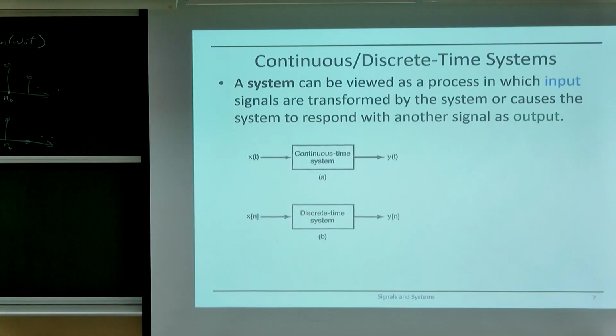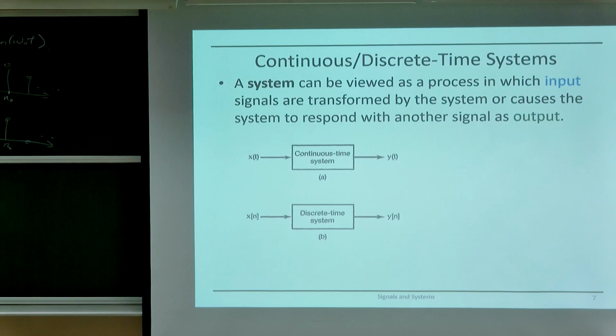So as we mentioned in the very first lecture, a system can be viewed as a process in which input signals trigger some output signal. A system can be viewed as a process in which input signals are transformed by the system into these outputs, or causes the system to respond with these output signals. There are a lot of things that can be considered as systems.